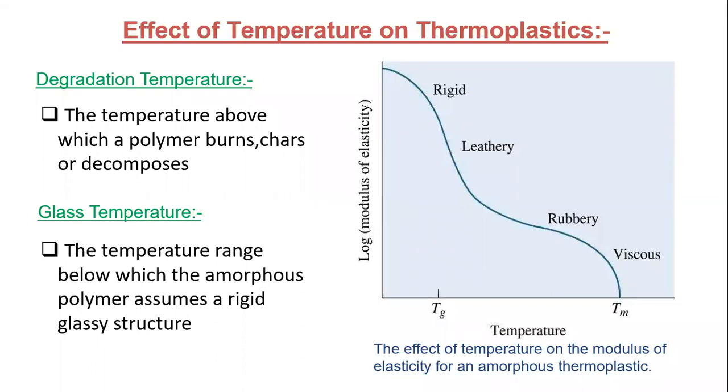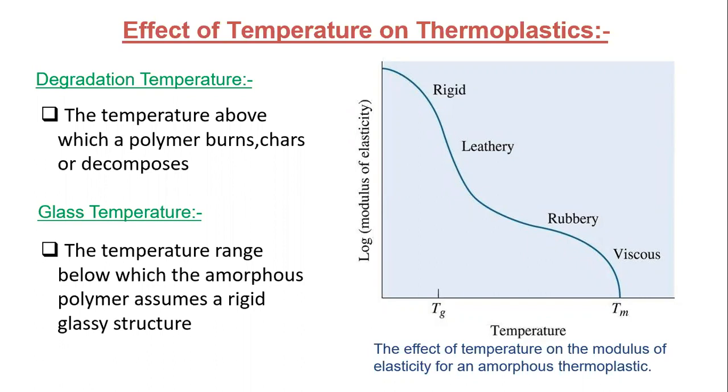The second one is the glass temperature. In the glass transition, the temperature range below which the amorphous polymer assumes a rigid glassy structure. That is, a very rigid glassy structure is obtained below this temperature range for the amorphous polymer. There you can see it in the graph. On the x-axis, you can see both the temperatures, the degradation temperature and the glass temperature. And on the y-axis, you can see the modulus of elasticity.